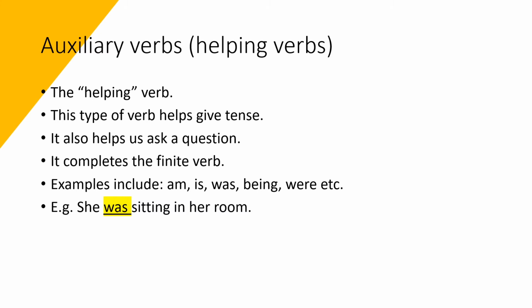Now, let's look at an example in a sentence. She was sitting in her room. Sitting in the sentence is a verb. However, one cannot say she's sitting in her room. That doesn't sound grammatically correct. We need to add was to the sentence to give the sentence the correct tense and for it to make grammatically correct sense. She was sitting in her room.